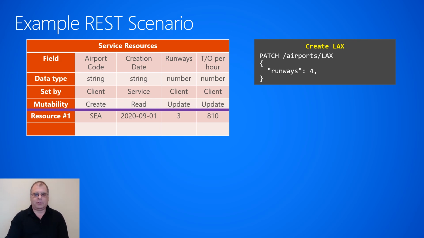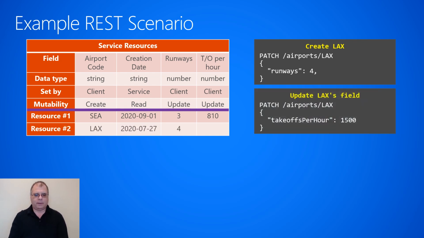So when I execute this patch operation, we can see in my database table that resource number 2 is created. Its airport code is LAX. It has the creation date of 2020-07-27, and it has 4 runways on it. And the takeoffs per hour is currently left blank because we never set that possible value.